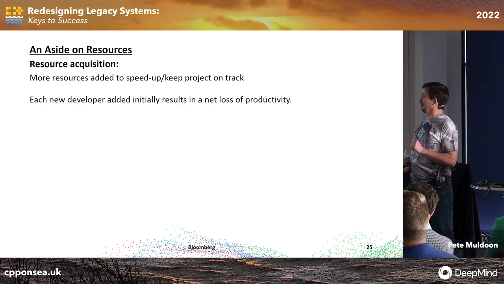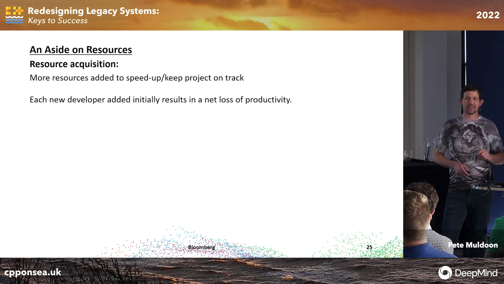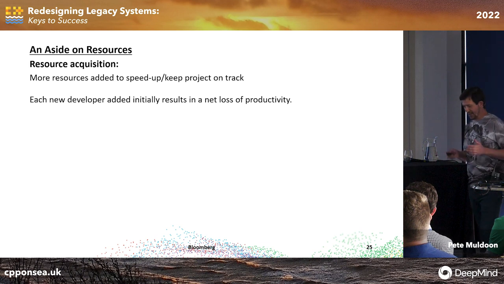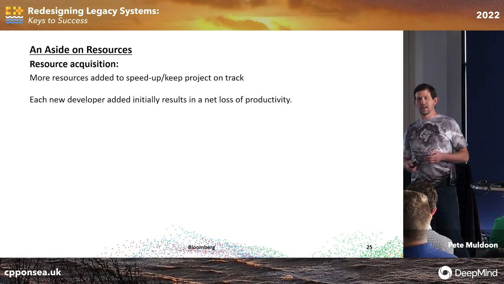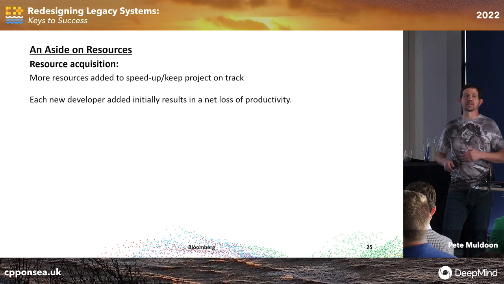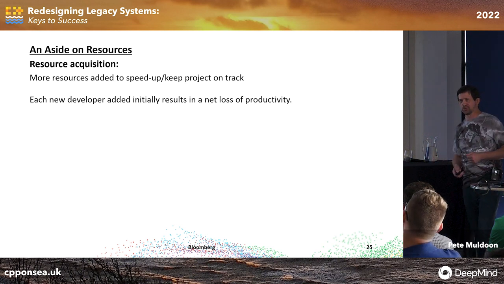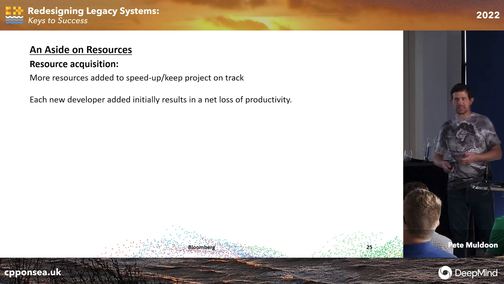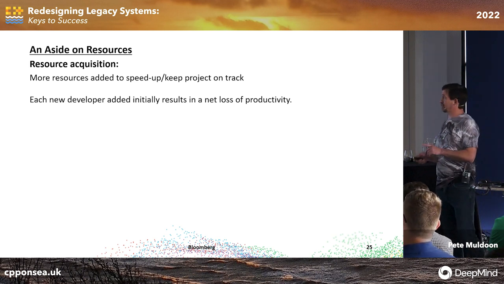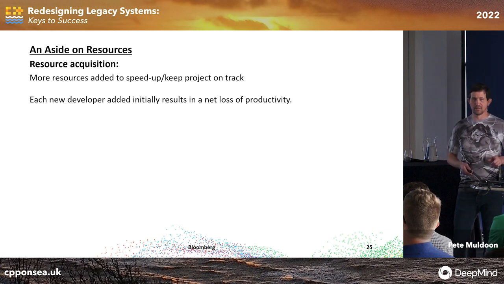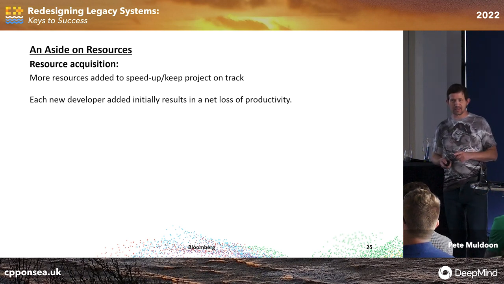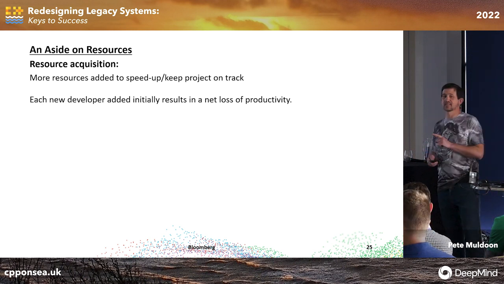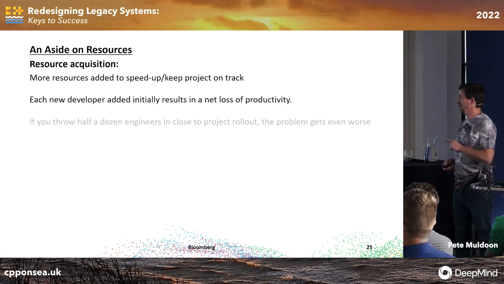What you've got to remember is every new developer added to a team initially results in a net loss of productivity. You have to bring them up to speed on the code. You have to probably do more helping of them writing their own code, deeper code reviews. Now, over time, they will become an asset, right? But you're at the end of a project that's struggling. The last thing you need is something like this that siphons off resources.